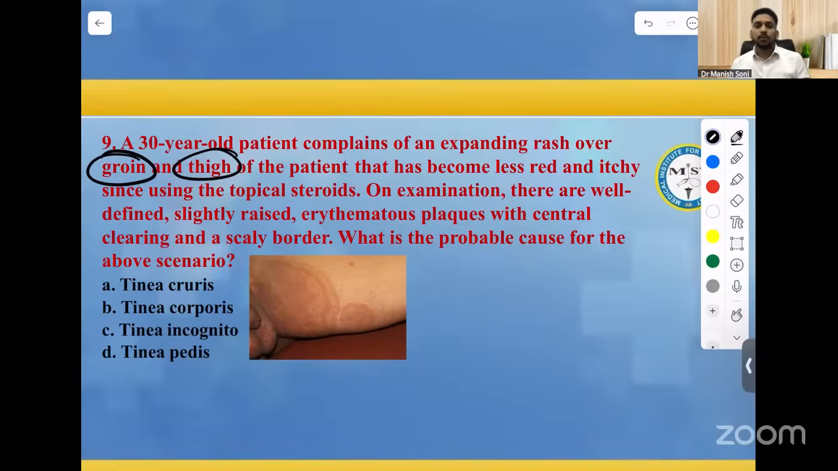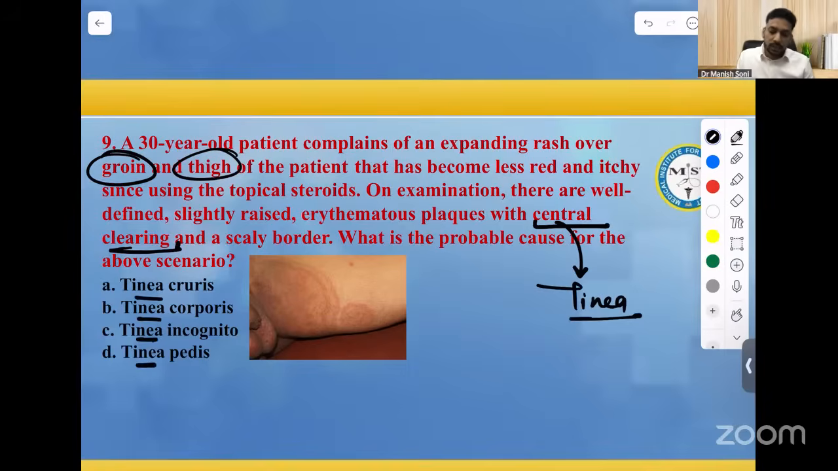Now on examination, there was a well-defined, slightly raised erythematous plaque, that is a solid raised area with central clearing. Very important clue: central clearing and scaly border. What is the probable cause of the above scenario? Remember that central clearing is a feature of tinea. So obviously we know that the answer is tinea. Now all the four options have tinea. So which type of tinea? The tinea which occurs in the groin is known as tinea cruris.